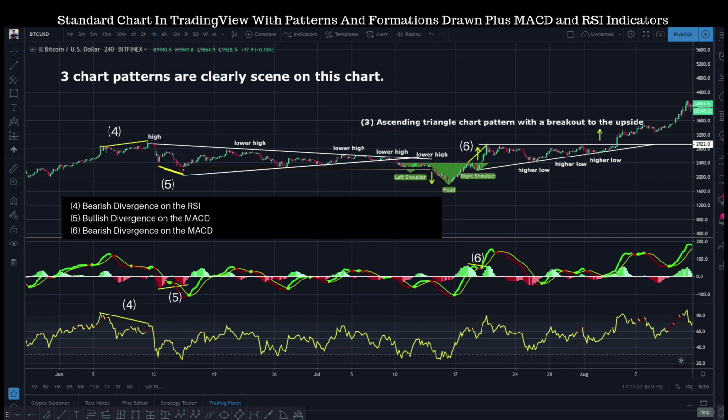Their success rate is incredible. Divergences are actually so powerful that even when they don't work, that is actually an indicator telling you that something fundamental is probably happening behind the scenes, and that actually turns out to be a signal in and of itself.